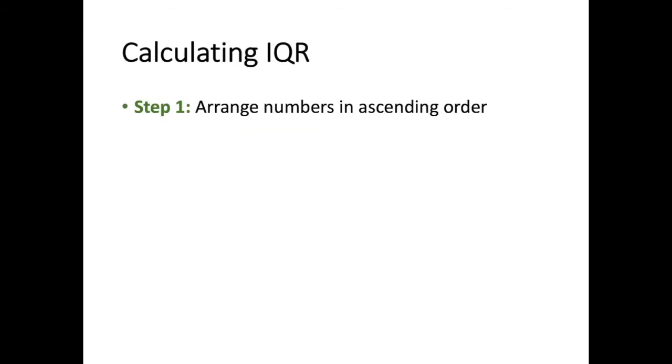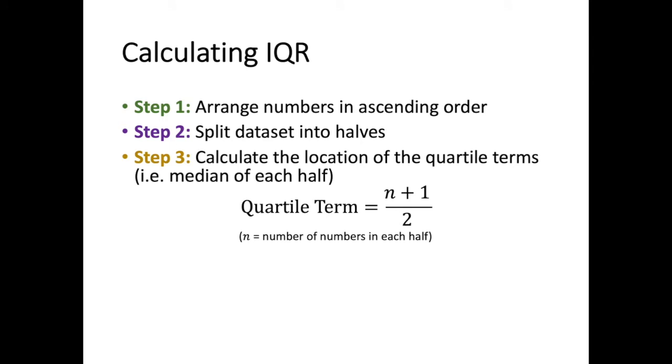Now the first step is to arrange the numbers in ascending order. If you've already done this in a previous calculation of the median, this will already be done for you. Once you have the numbers in ascending order, you split the data set into two halves, and it's got to be two equal halves. Then after you've split the data set into halves, you calculate the median of each half, or you calculate the quartile values. So it's a similar process to calculating the median, but this time you're ignoring half the data and focusing on either the first half or the second half.